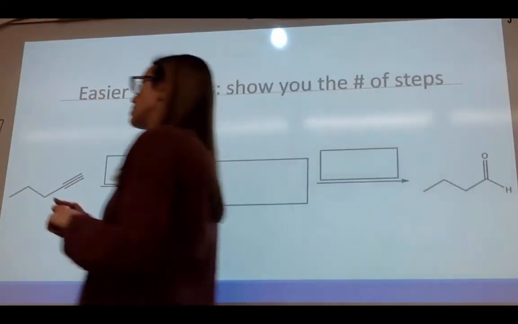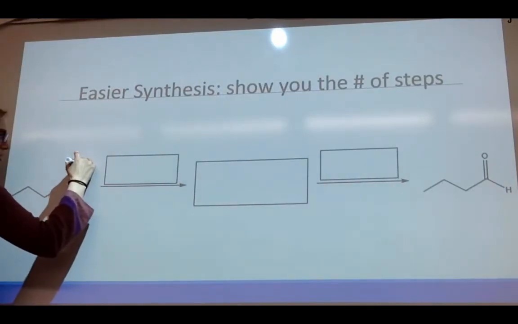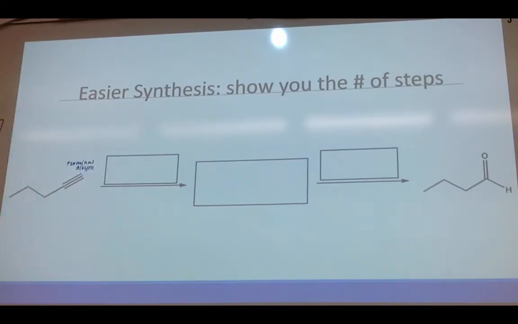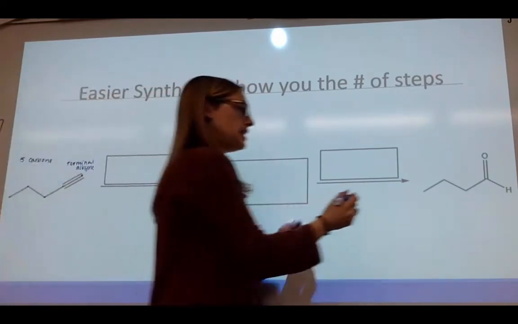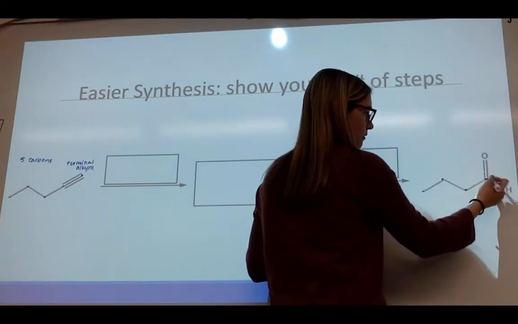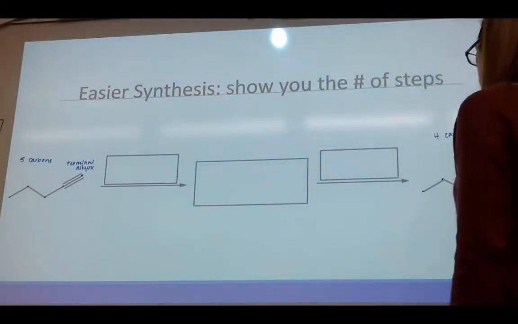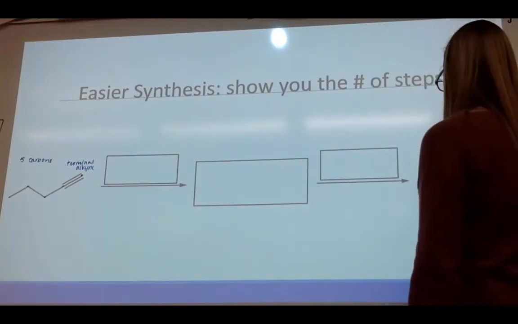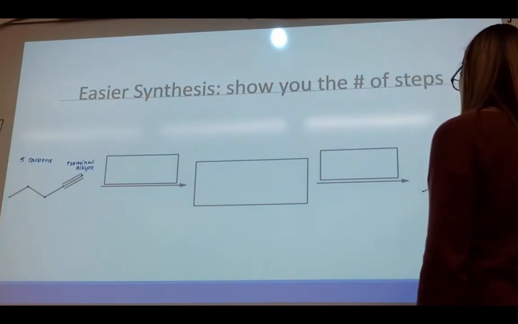So if we look at our starting material, again, I'm just going to label this a terminal alkyne. The triple bond is at the end. There's 1, 2, 3, 4, 5 carbons in the starting alkyne. We are ending with 1, 2, 3, 4 carbons. So we're starting with 5, we're ending with 4. If you need to reduce your number of carbons, it's going to have to undergo some sort of cleavage reaction.